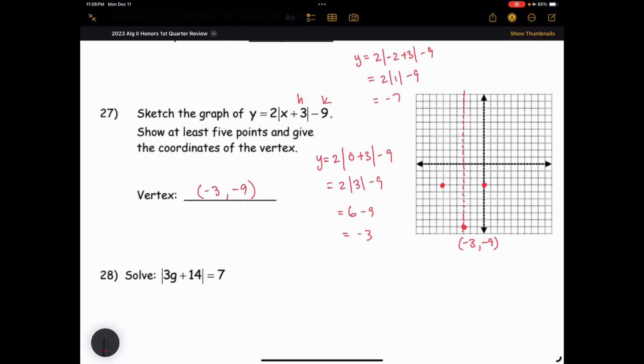So -2, -7. And we can reflect that across. So here are our 5 points. Connect the dots. Keep the arrows going so it goes in both directions up.